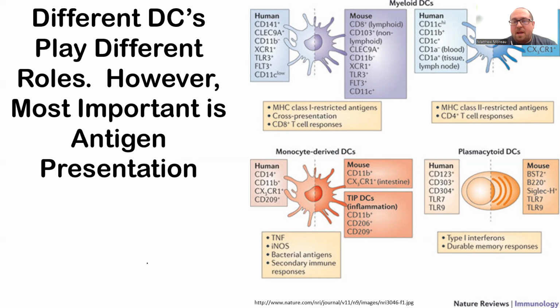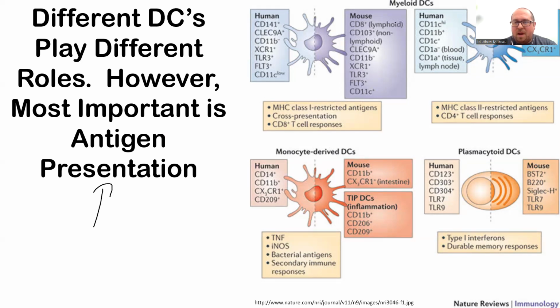Dendritic cells play a really important role in consumption of microorganisms, for presentation on MHC, cross presentation on MHC class 1 and 2. But probably their most important function is the ability to activate T cells. So we have different kinds of dendritic cells that exist, and they do different things.